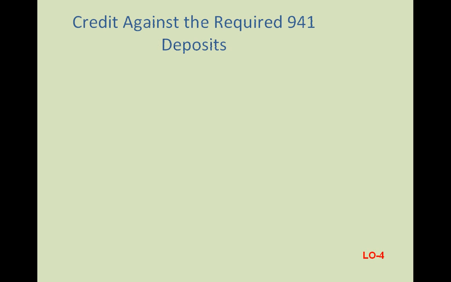There is this other aspect of the deposits required. When they say 941 deposits, that's a form we're going to work on toward the end of the quarter and complete. It is a form that discloses these tax payments under FICA and federal income tax.